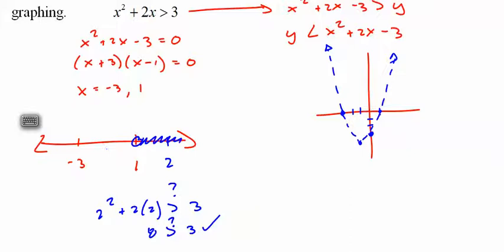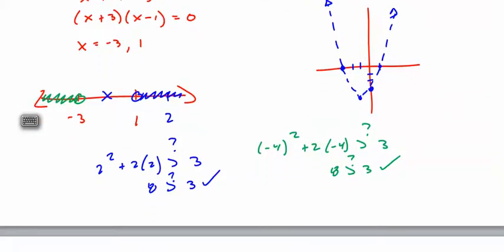0 should not work, and we can just look and say 0 plus 0 is 0. Is 0 greater than 3? No. And let's try negative 4. Negative 4 squared plus 2 times negative 4. Is that greater than 3? 16 minus 8 is 8. Is 8 greater than 3? Yes. So this is going to work.